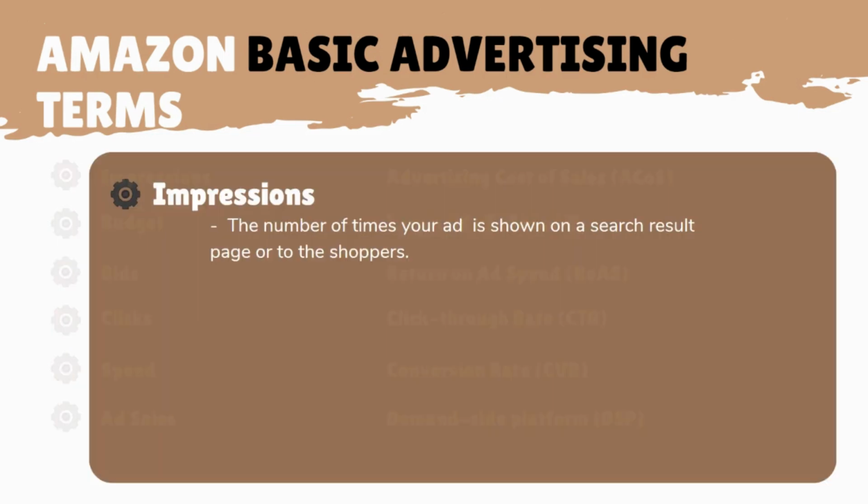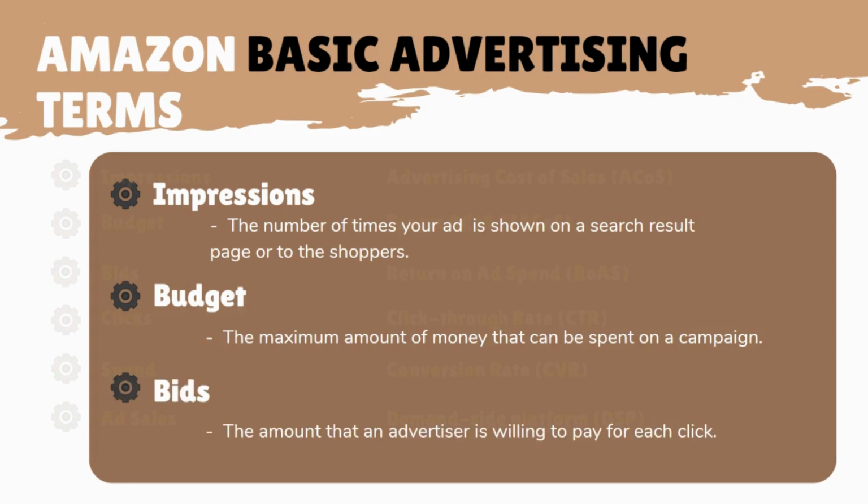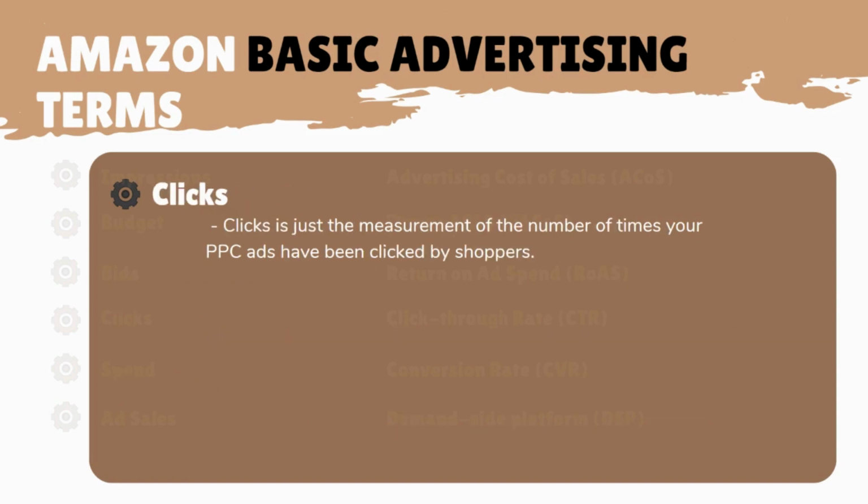First is impressions. It is the number of times your ad is shown on a search results page or to the shoppers. Next is budget. It is the maximum amount of money that can be spent on a campaign. Bids: the amount that an advertiser is willing to pay for each click. Then clicks. A click is just the measurement of the number of times your PPC ads have been clicked by shoppers.